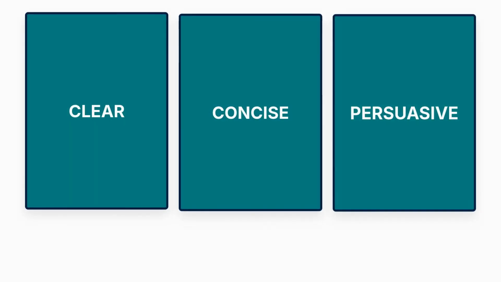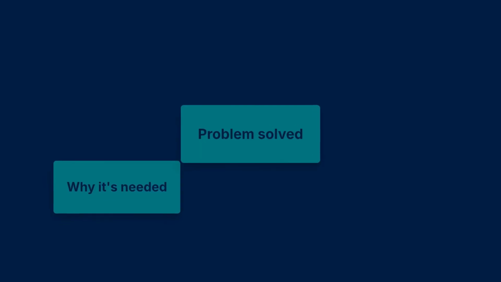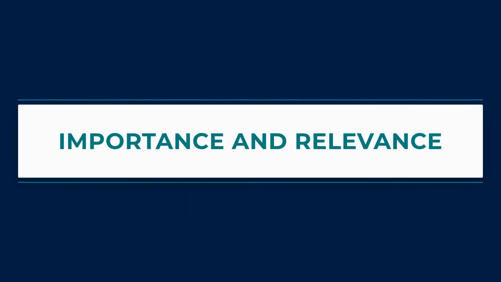The research rationale should be clear, concise, and persuasive. It explains why your study is needed, what problem it solves, and how it contributes to the field, making readers understand its importance and relevance.